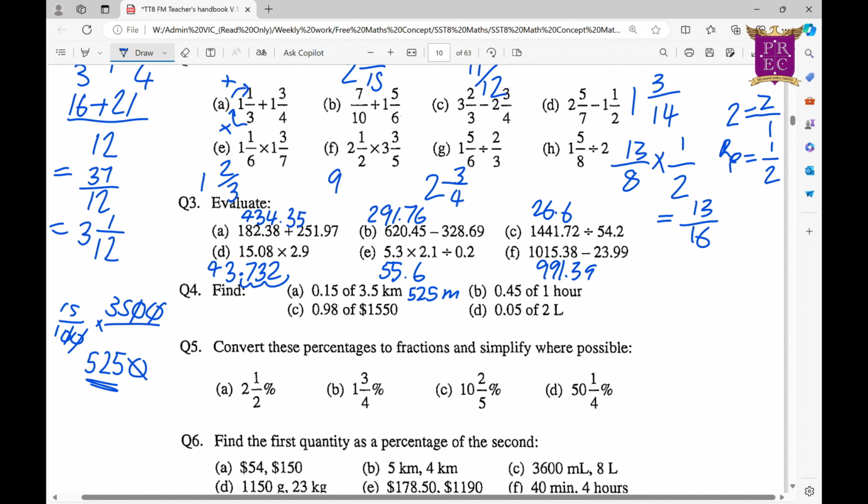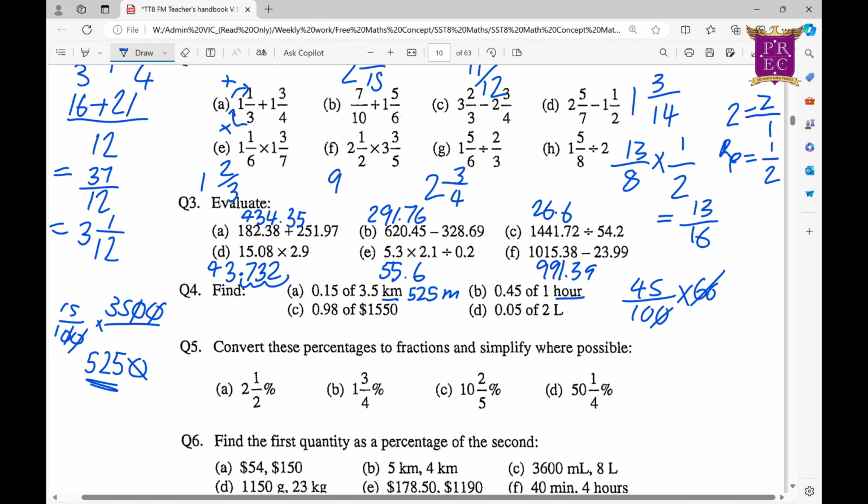Okay, just do the same for the rest of the questions. So for this one, you have to remember that these are not the units that we'll be using. We'll be using the units one below it because we're looking for a smaller value than the units given. So for kilometers, you're converting 3.5 kilometers into 3,500 meters. Same with that one, converting 1 hour into 60 minutes.